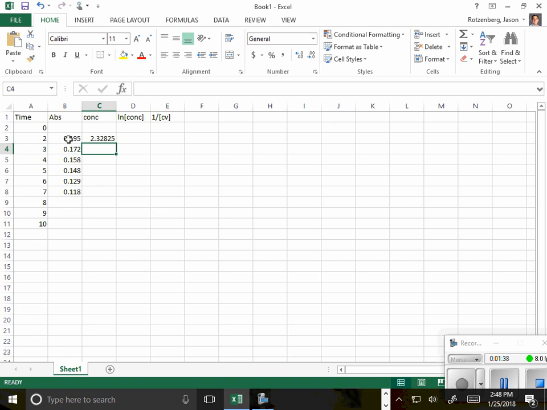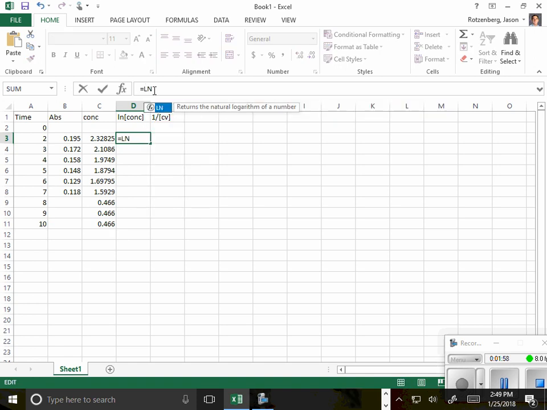So, if this is the absorbance, this is the concentration. Nifty thing about this is I click on that cell, notice in the bottom right-hand corner, there's a little box. I click on that and drag that down. It will continue that equation for all of these values. Moving over to the natural log, equals natural log of, that would be C3. Takes the natural log of the concentration.